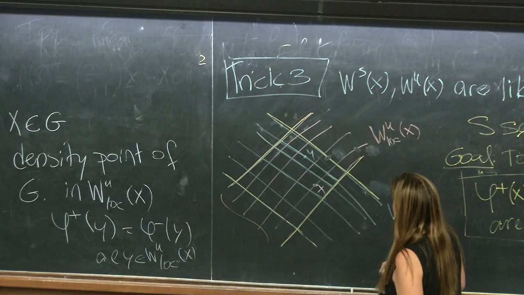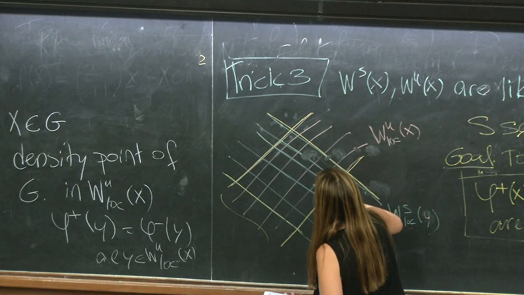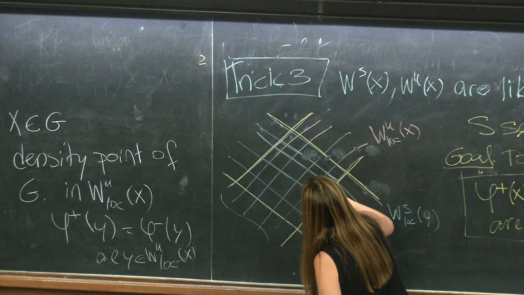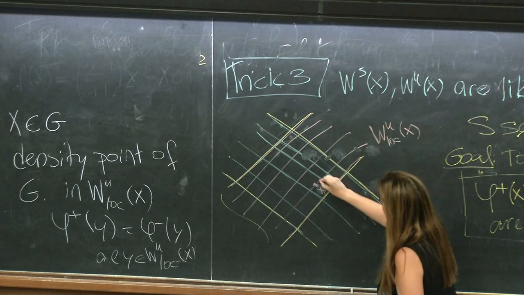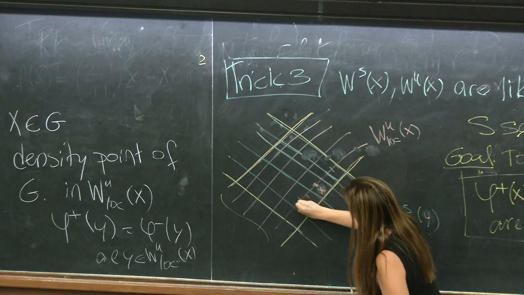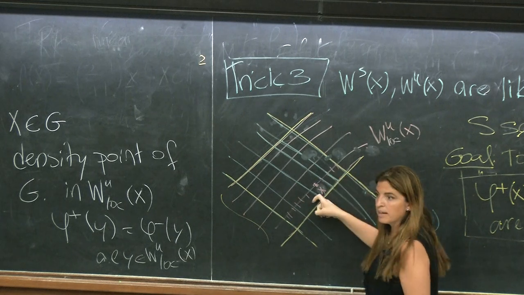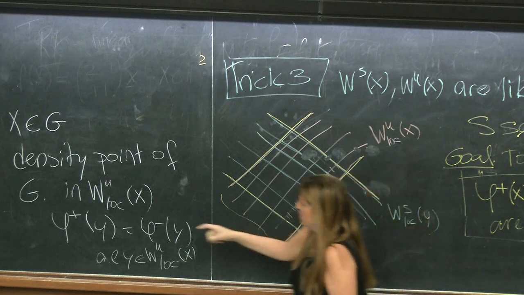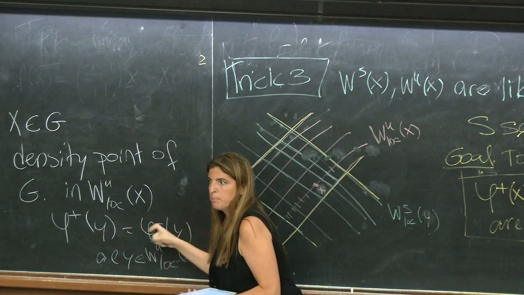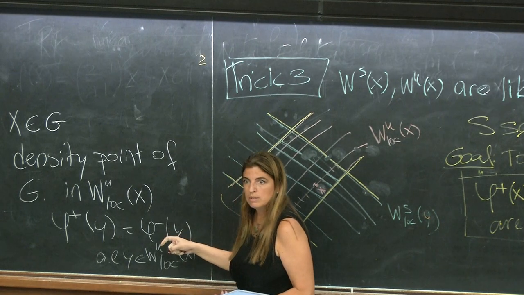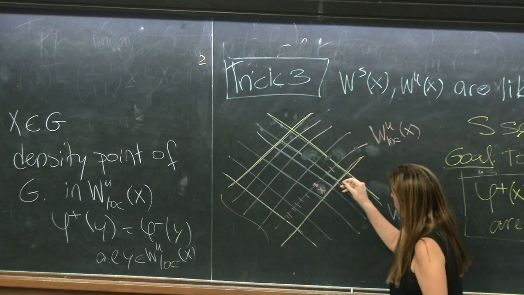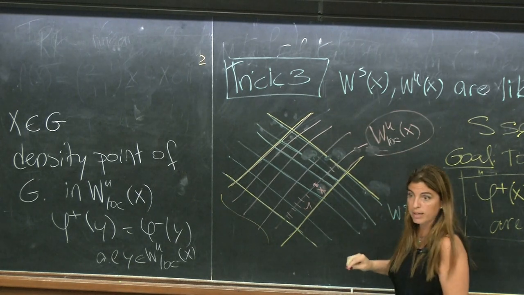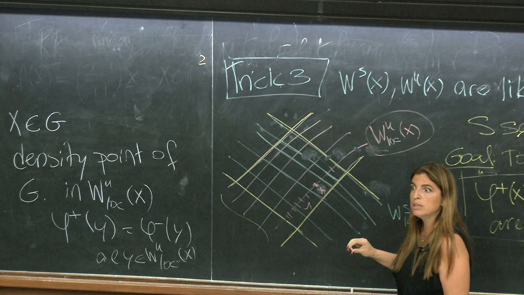So let me draw it here. So we have here, here is x. x is a good point. And so for almost all y in WU local of x, the forward limit and the backward limit will coincide, okay? For almost all y in this local unstable leaf of x. You follow me up to here?